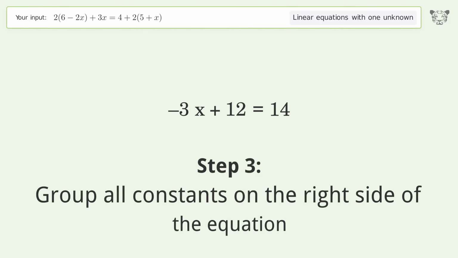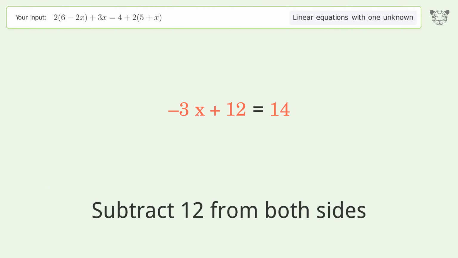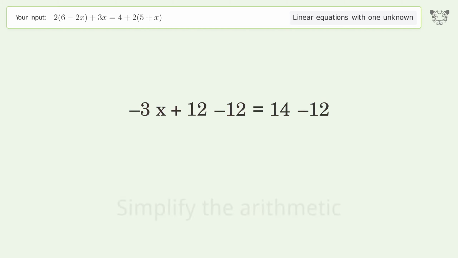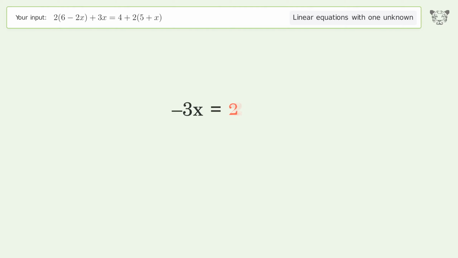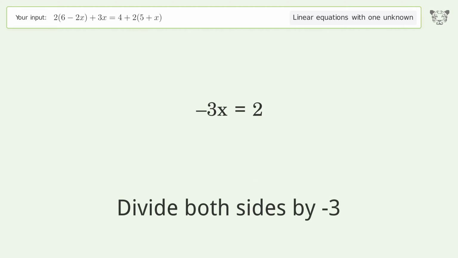Group all constants on the right side of the equation. Subtract 12 from both sides. Simplify the arithmetic. Isolate the x. Divide both sides by -3.